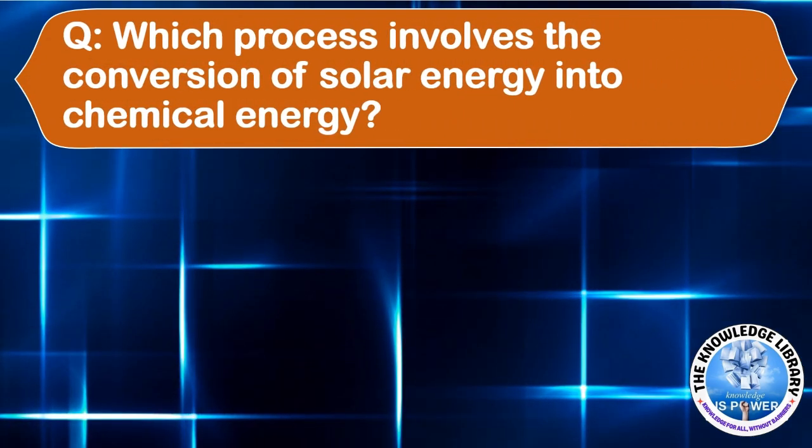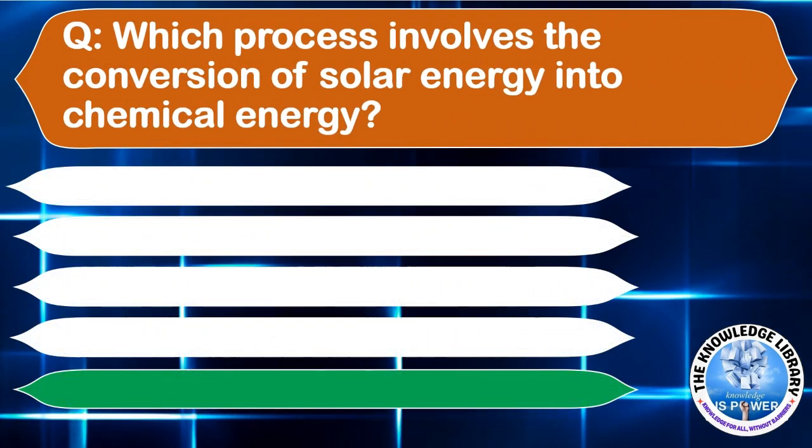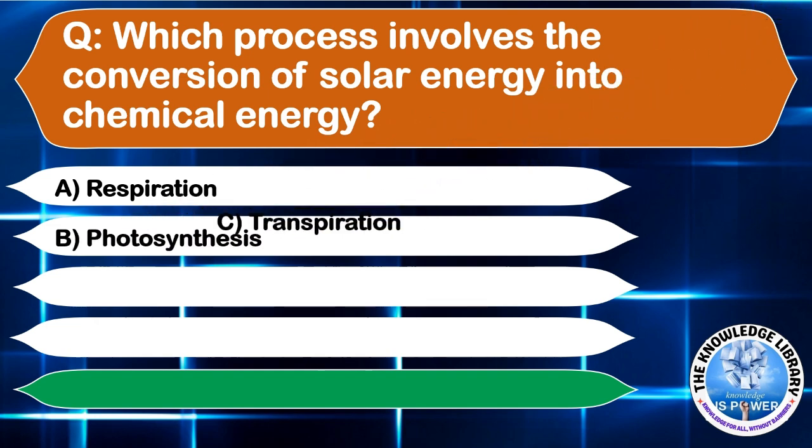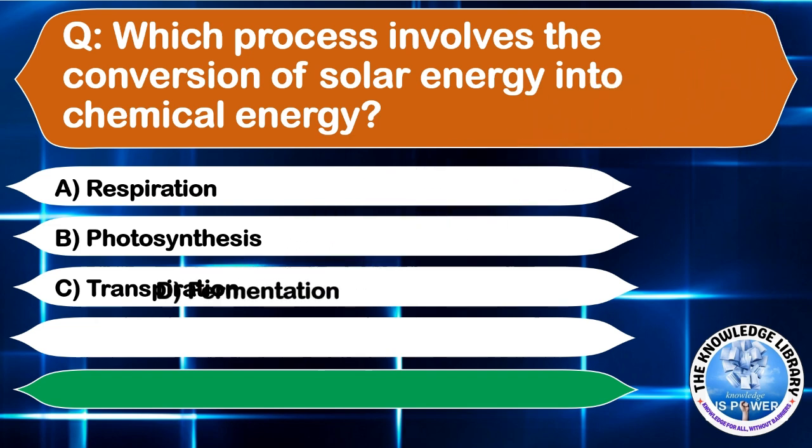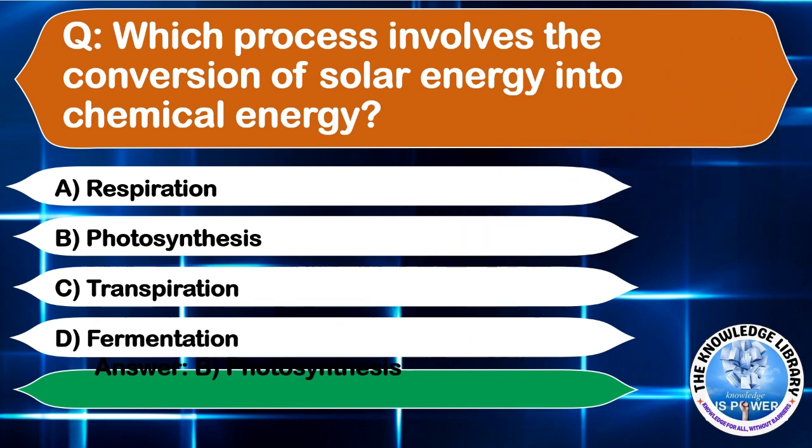Which process involves the conversion of solar energy into chemical energy? Option A, respiration. Option B, photosynthesis. Option C, transpiration. Or option D, fermentation. The correct answer is option B, photosynthesis. Moving to the next question.